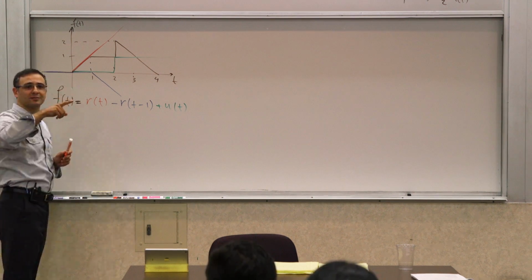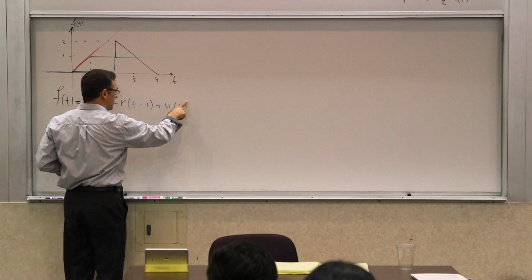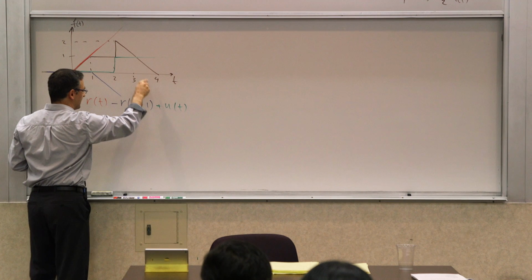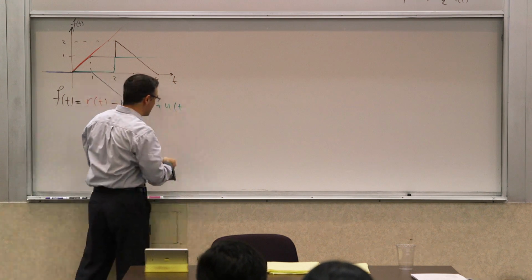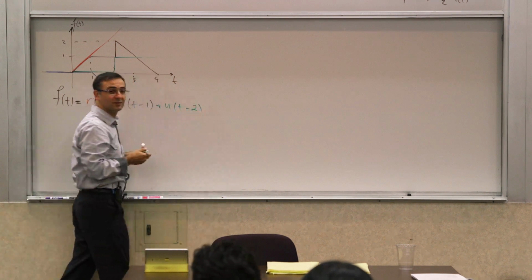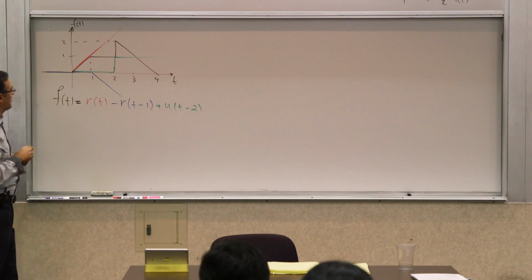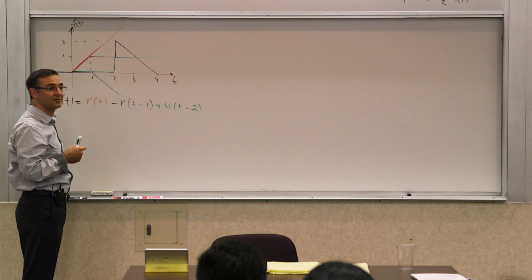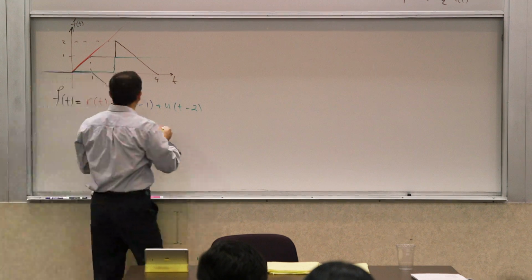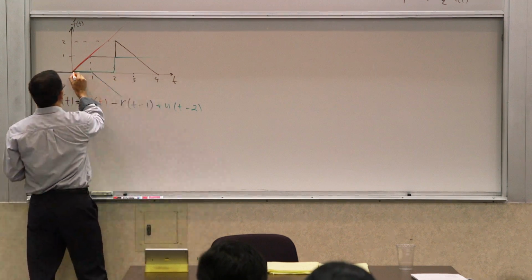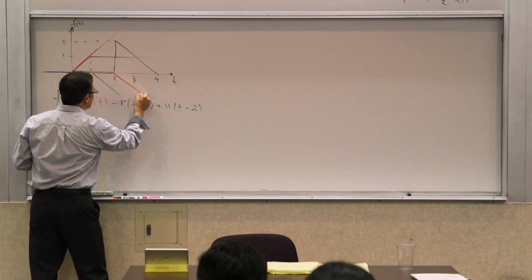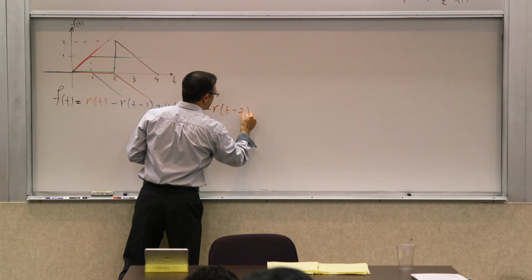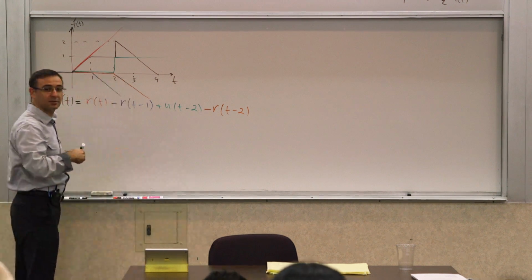So go ahead. Oh, okay. So good. You caught me in there, right? So this is not what I drew. U of t is here. This is u of t minus 2. All right, thank you. So now what's next? Now you just subtract r of t? Yeah. Or r of t minus 2. Exactly. So subtract r of t minus 2. So now where are we? So yes.